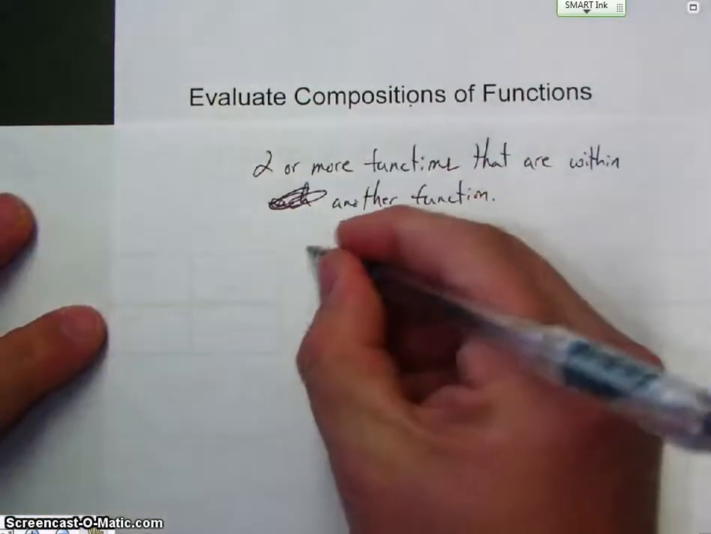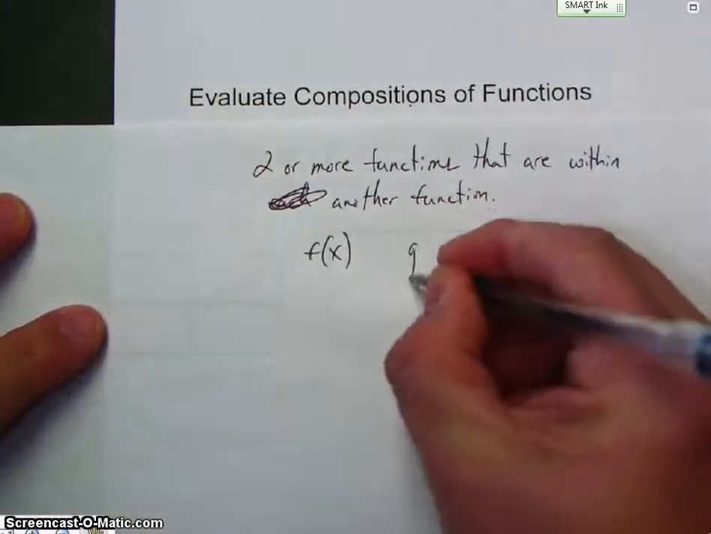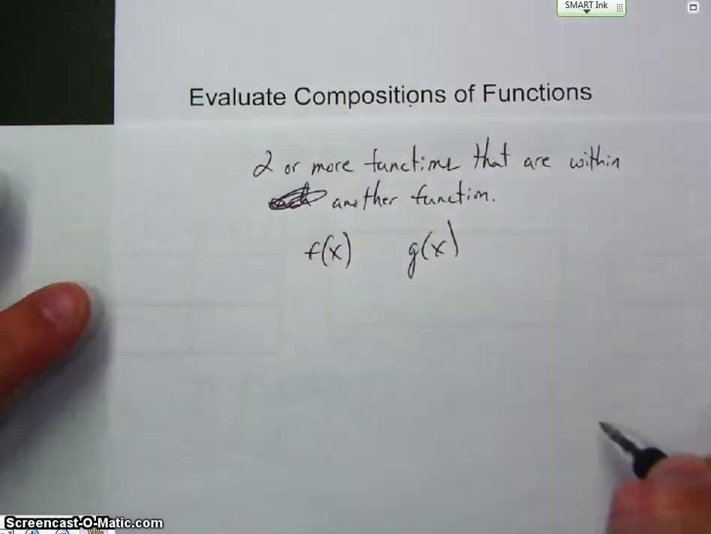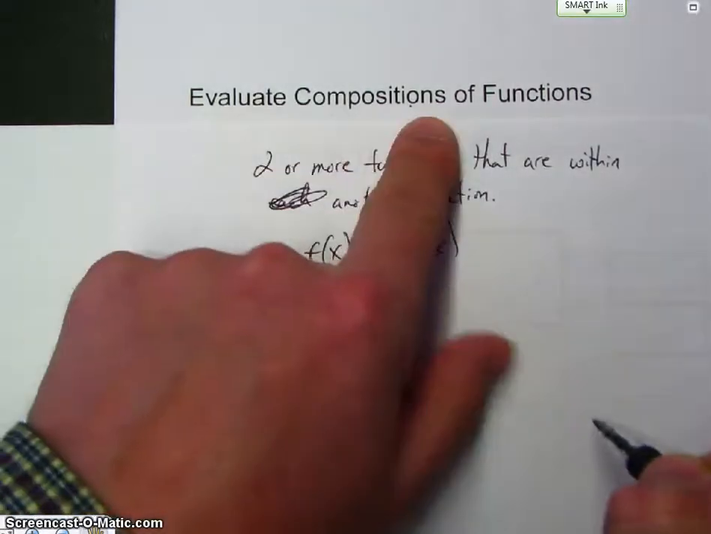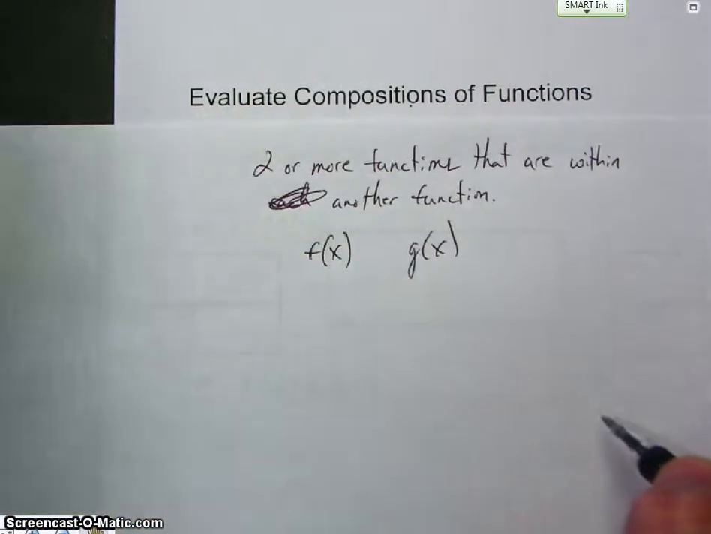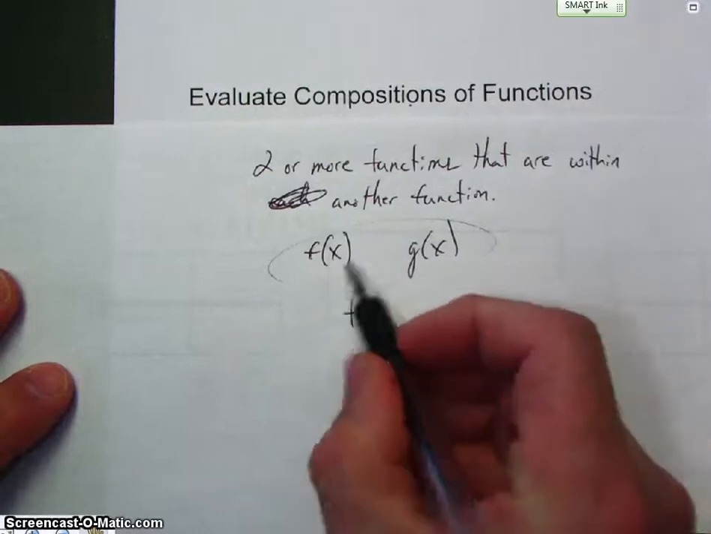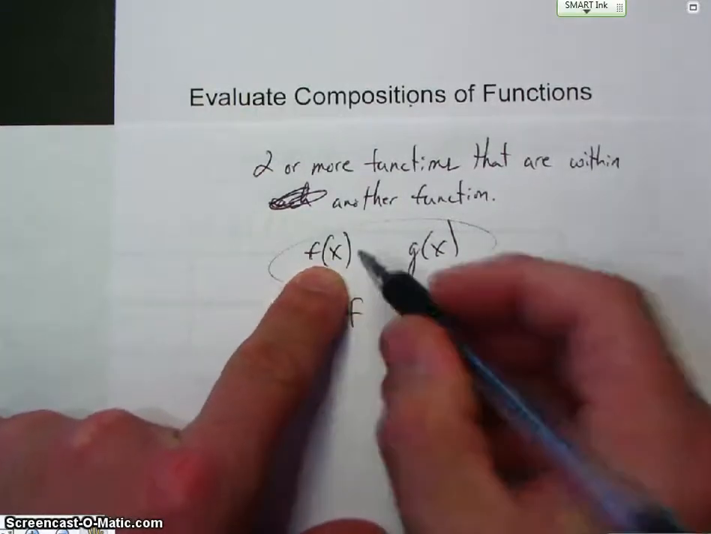Alright, and it looks like this. I have two functions, f of x and g of x. If I want the composition, sometimes they'll say composition, sometimes they don't. So how do I know when it is and when it isn't? It's by how they do the notation. So they have f or g, doesn't matter.